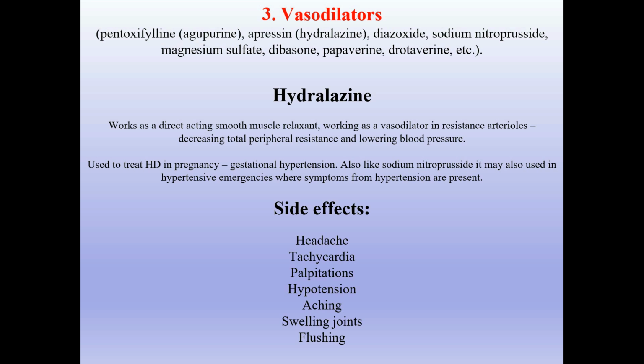Next one, hydralazine. It works as a direct-acting smooth muscle relaxant, acting as a vasodilator in resistance arterioles, decreasing total peripheral resistance and lowering blood pressure. Used to treat hypertensive disease in pregnancy, gestational hypertension. Also, like sodium nitroprusside, it may be used in hypertensive emergencies where symptoms from hypertension are present.